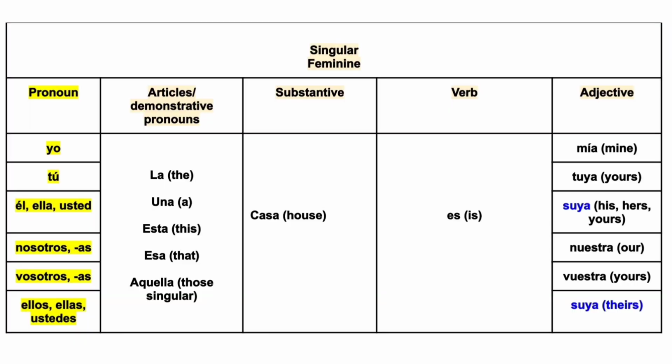So let's look at what happens with a feminine word. Casa. La casa es mía, la casa es tuya, una casa es suya, una casa es nuestra, esta casa es tuya, esa casa es vuestra, aquella casa es mía, aquella casa es tuya.